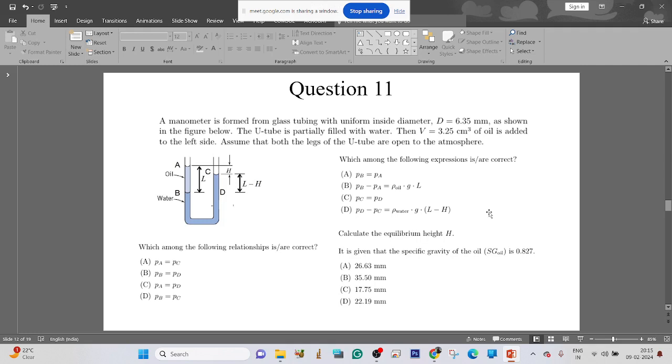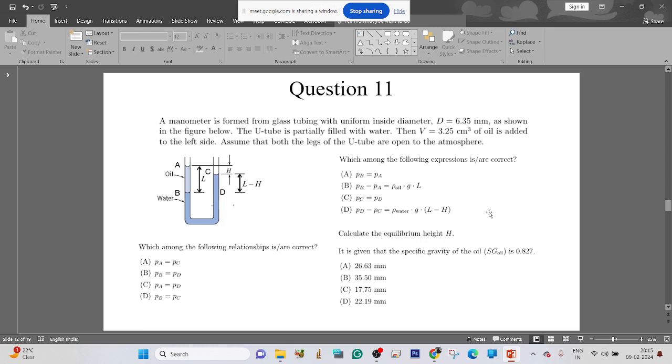But PA is equal to PC, right? So we'll just cancel them out. So density of g also will cancel. So it is density of oil into L is equal to density of water into L minus H, sorry, L minus H. Then L minus H is equal to density of oil g L upon density of water g.